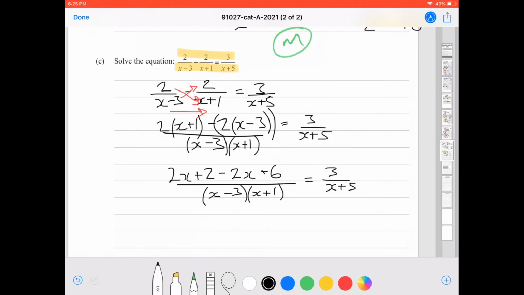Okay, let's collect the like terms on the numerator on our left hand side. 2x cancels, and we've got 2 plus 6 is 8. So it's going to be 8 over, and we are going to expand our denominator here. X squared plus x minus 3x is minus 2x. Minus 3 equals 3 over x plus 5.